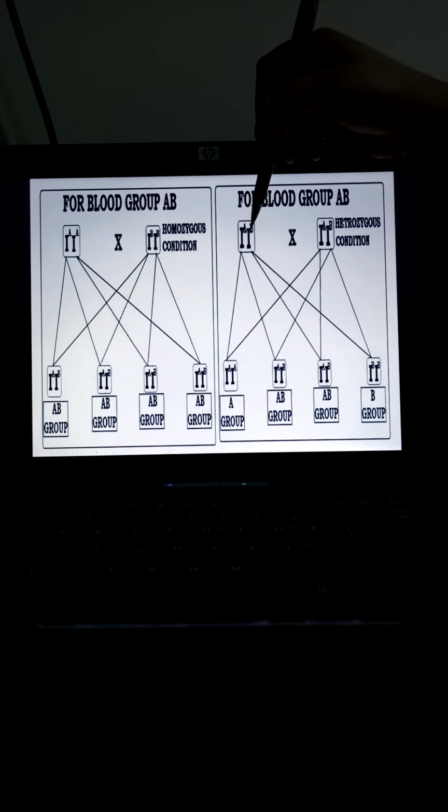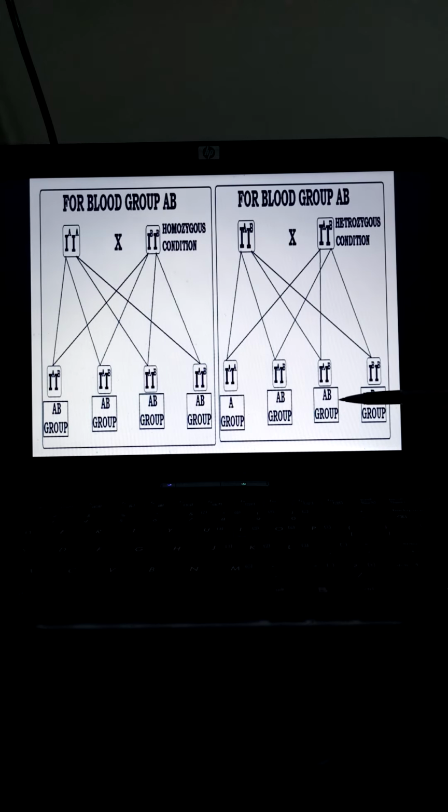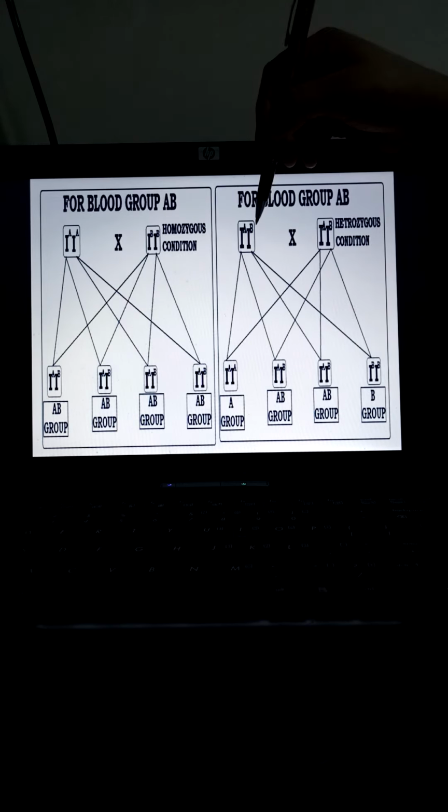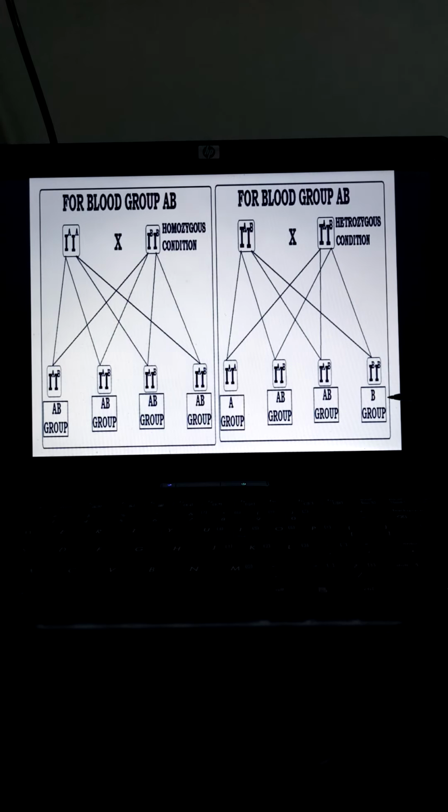Similarly, when B combines with A, AB blood group. And once B combines with B, definitely it will be B blood group. Again and again I am telling you, A and B, both of them are dominant, and if they are coming together, both of them are going to be expressed together.